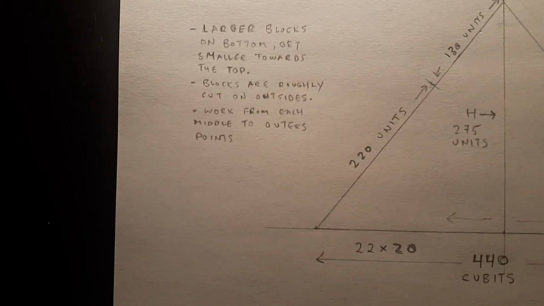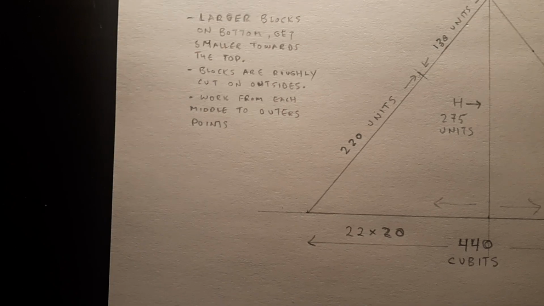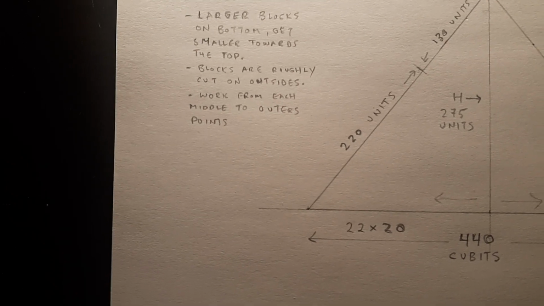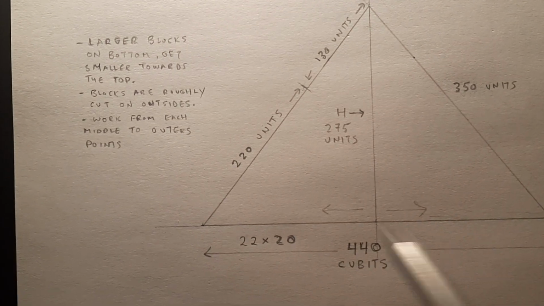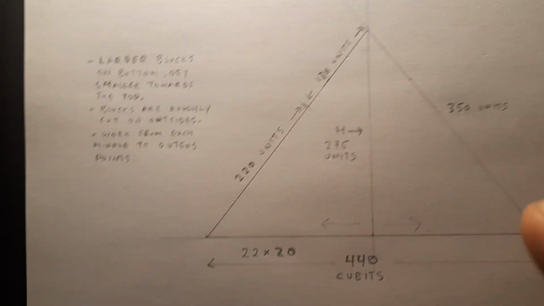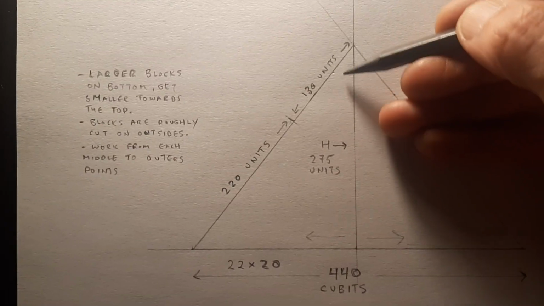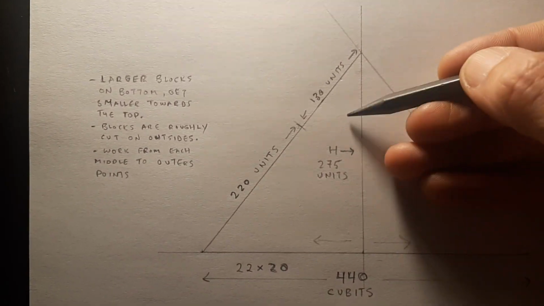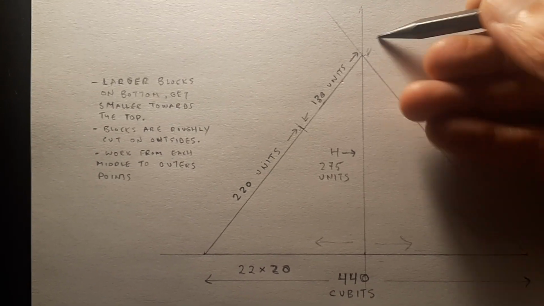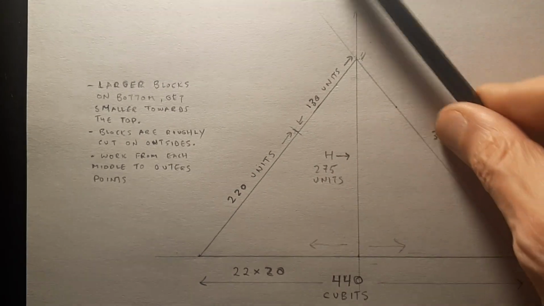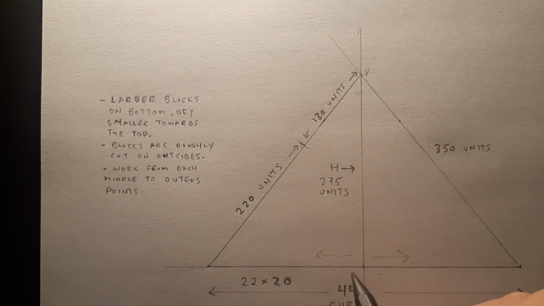What else did I write here? Larger blocks on the bottom, smaller towards the top. The blocks are roughly cut on the outsides. Work from each middle to the outer points. I already went over that. So that's how the construction side of things is going here. And like I said, they would have needed a central type of tower, or a tower plus a pole on the end of it, and they would have needed to run their maypole type of lines. Pull them taut and fasten them to these points.